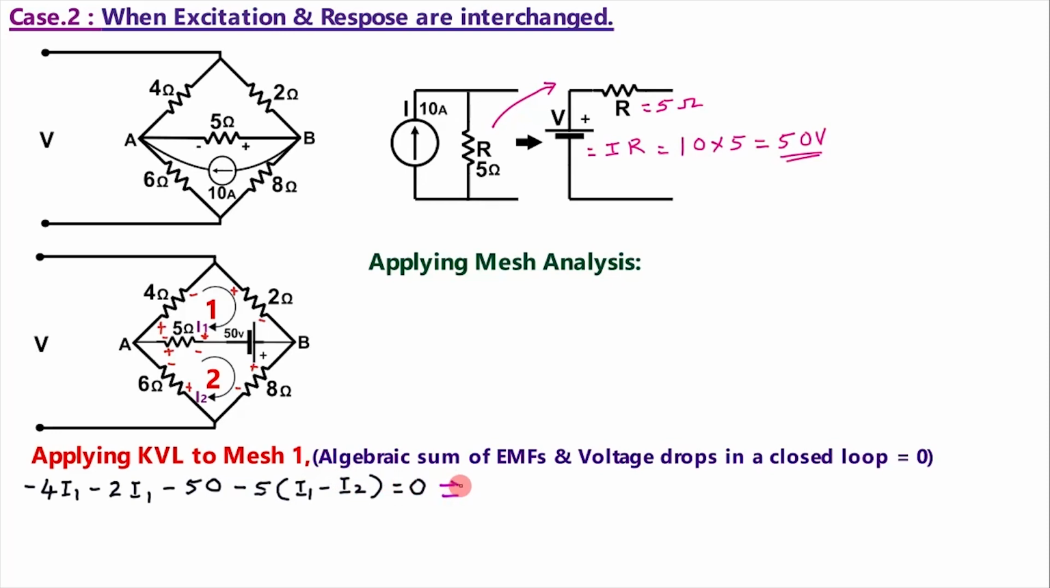While simplifying this equation, we will get 11 I1 minus 5 into I2 is equal to minus 50. Let this be equation number 1.